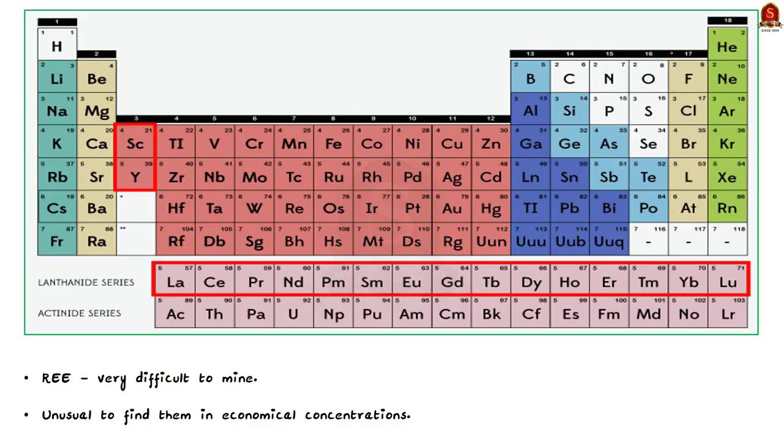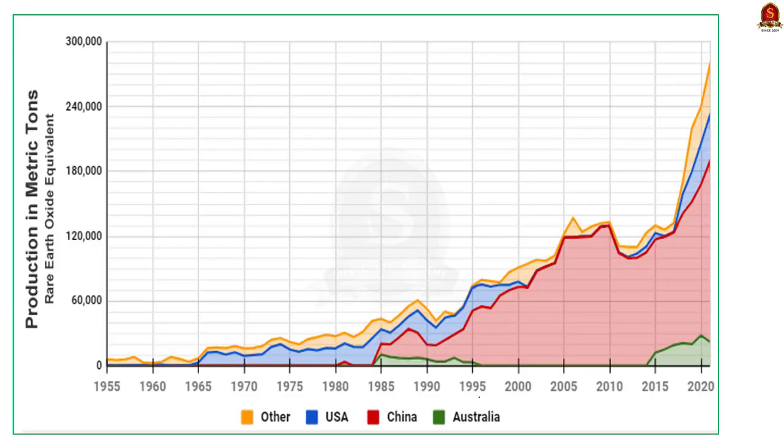Here, these rare earth elements are a set of 17 metallic elements. They include 15 lanthanides on the periodic table plus scandium and yttrium. Note that these rare earth elements are generally very difficult to mine. This is because it is unusual to find them in concentrations high enough for economical extraction, which generally makes it unviable for mining. Have a look at this chart. This chart shows a history of rare earth element production between 1950 and 2021. You could observe the top competitors in this segment are USA and China.